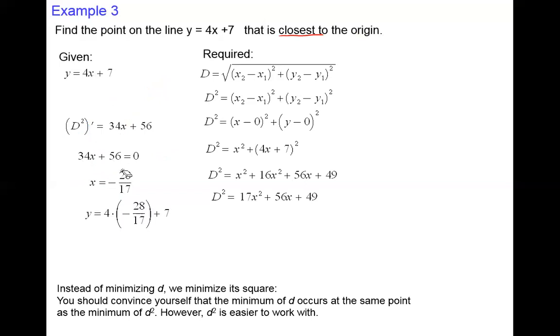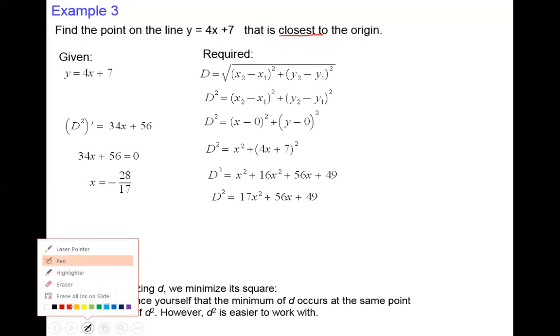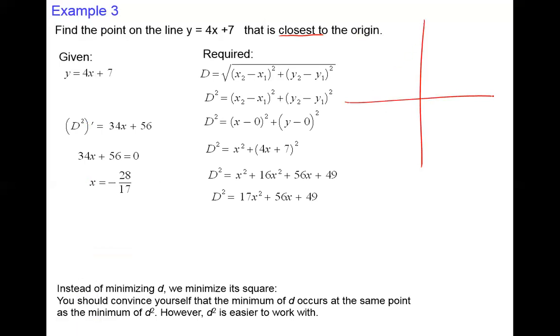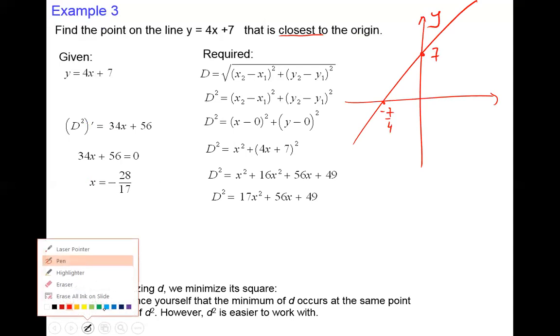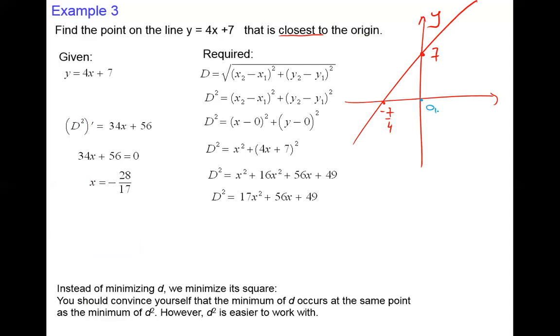And the y value, hang on, let me actually draw, because we have to do a few things. I will still draw the line, 7, negative 7 over 4, and we're looking for the point. The closest point to the origin will be here, x, y. And we just got the answer that this will be negative 28 over 17.